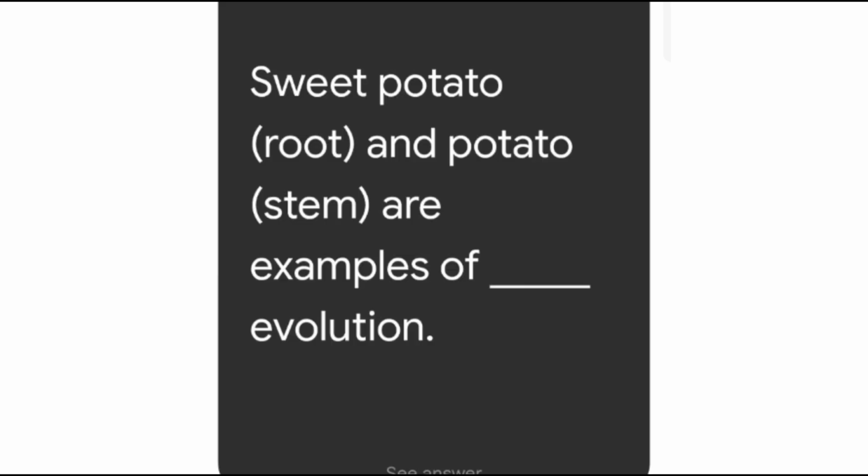Sweet potato root and potato stem are examples of which evolution? So here the answer for this is convergent evolution, or analogous organs. The convergent evolution, here it is analogous organ.